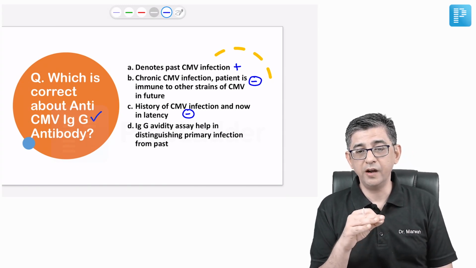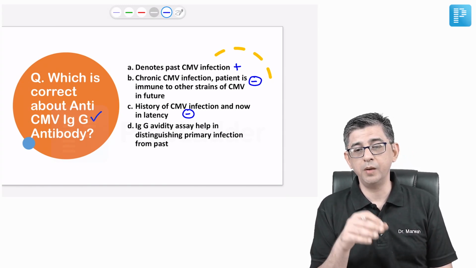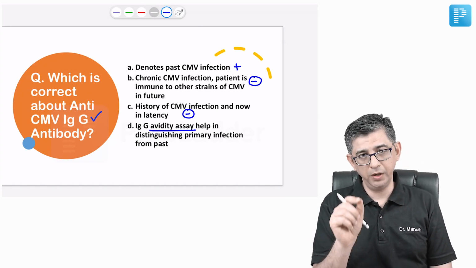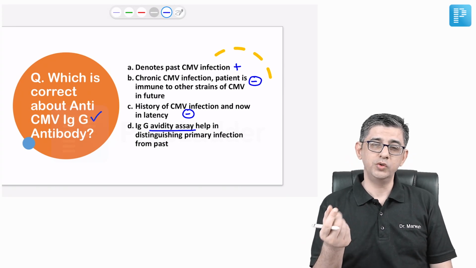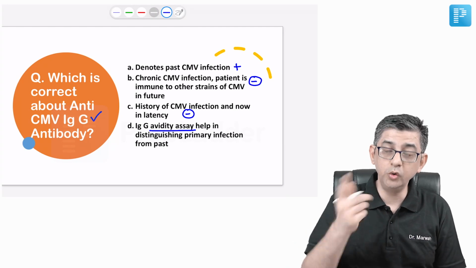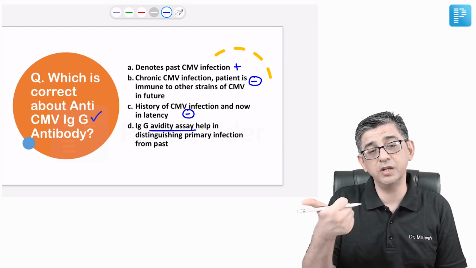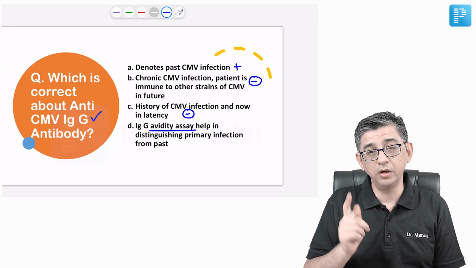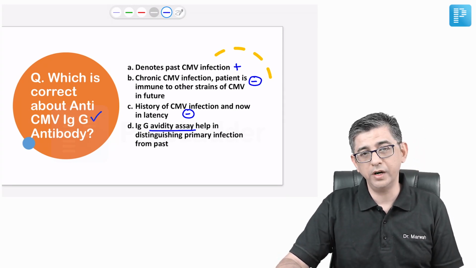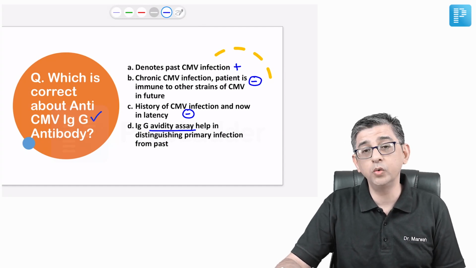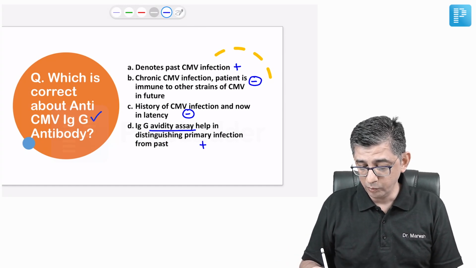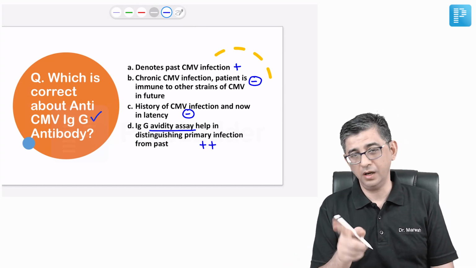D says IgG avidity assay helps in distinguishing primary infection from past. Well, when I read this word avidity assay, the meaning itself is that a person could be having IgG class of antibody and still have a new onset infection for which again IgM class of antibody will develop. So to differentiate whether he has only a past infection, or he has a past infection but now has a new infection, the test that we do is called the IgG avidity assay. Both A as well as D statements are correct.